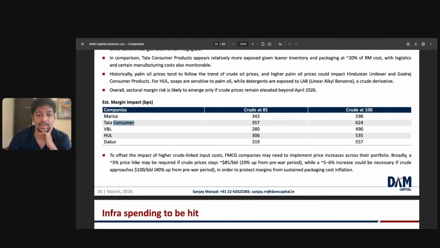Marico, Tata Consumer. So crude at 85 versus crude at 100, you get the margin impact. Huge. Huge. This is in percentage. So it is 5.98, 6.24. So it seems like Marico and Tata Consumer should take the biggest beating if this continues to go on. Ouch. That is not good at all. And this is assuming it continues.